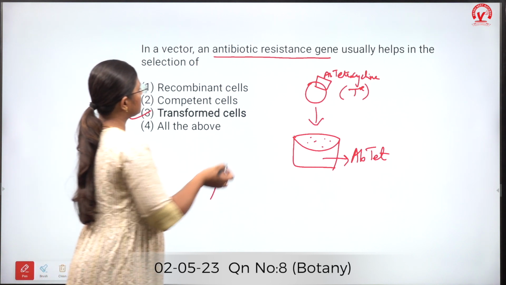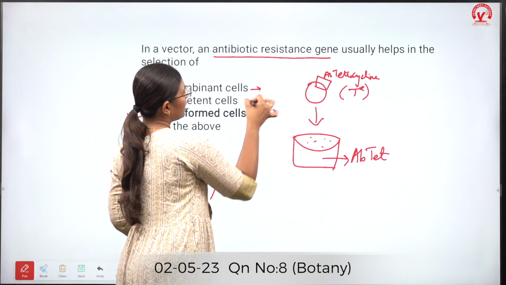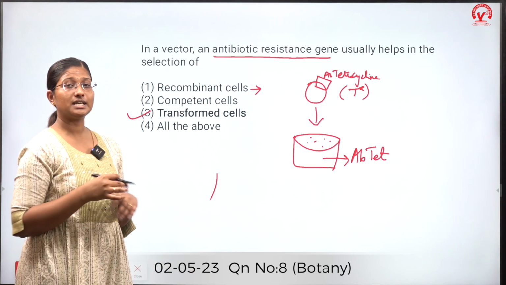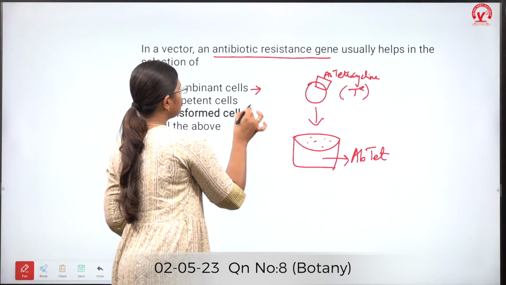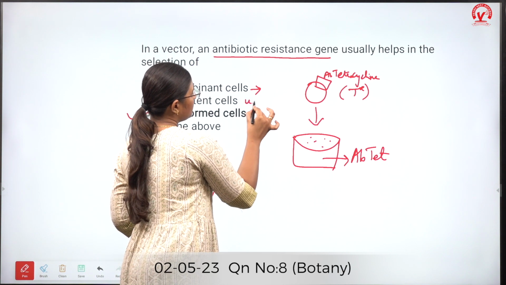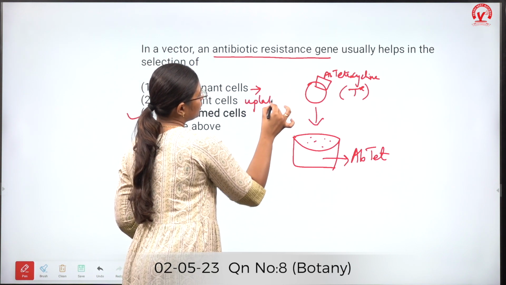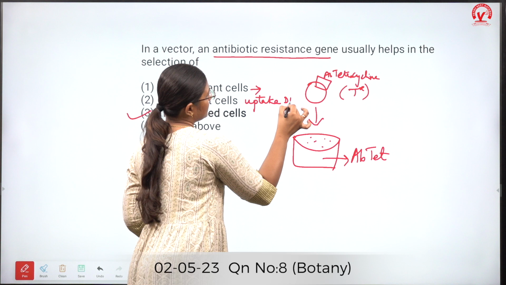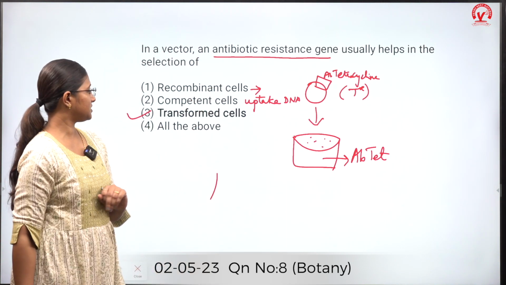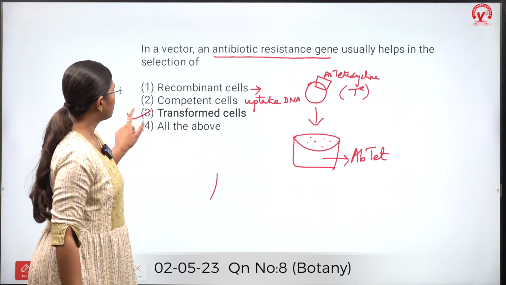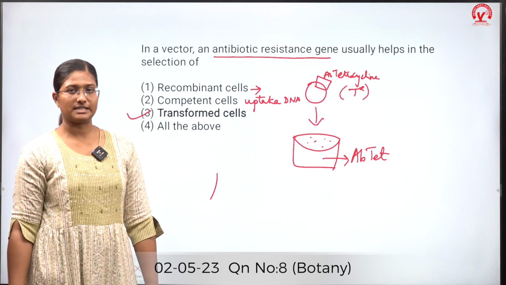Coming to recombinant cells, what are recombinant cells? Recombinant cells are those whose DNA has already been manipulated. Competent cells are ready to take up a new DNA, so they are called competent cells. And the fourth option is all the above, so that is not the option. The answer is transformed cells.